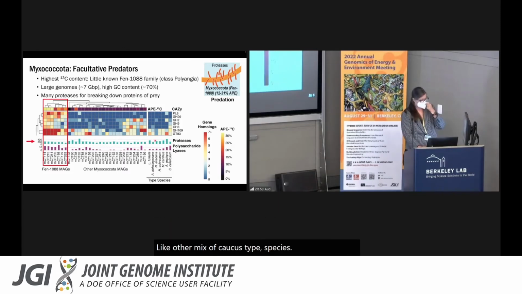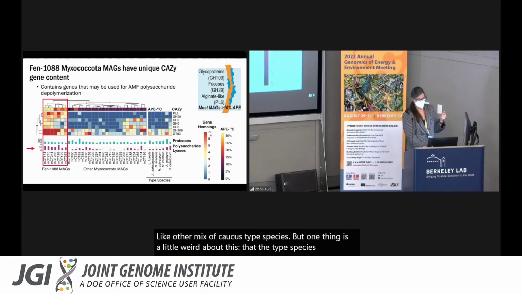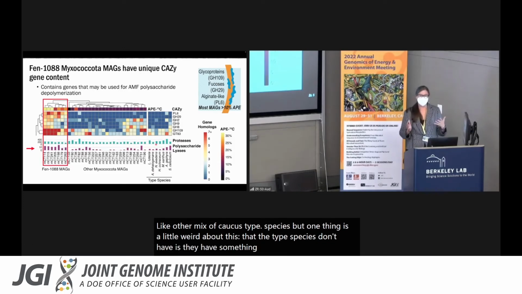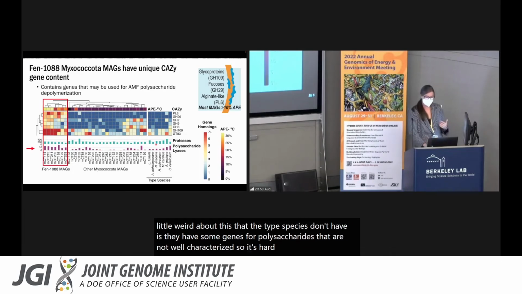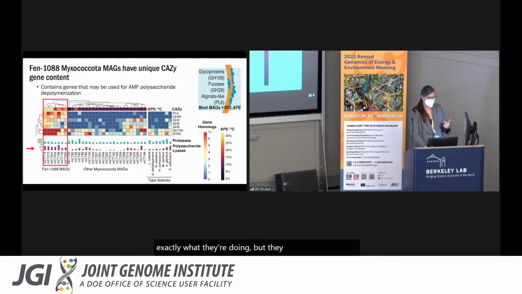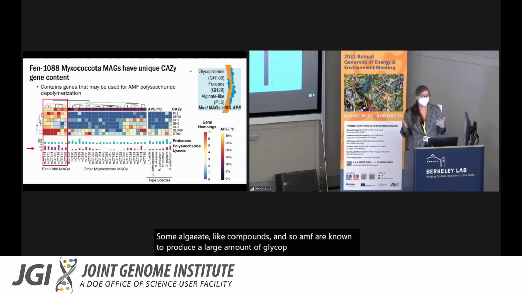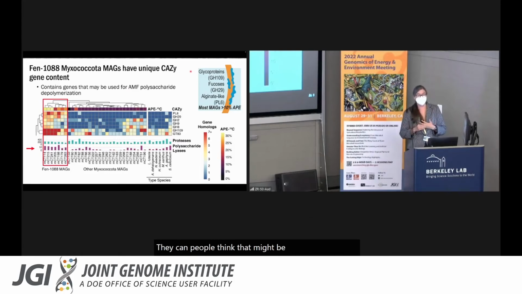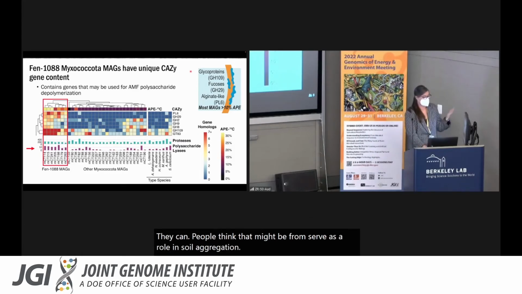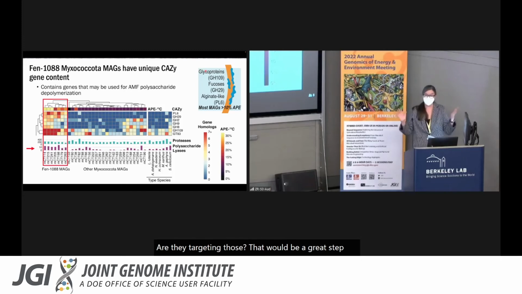But one thing that's a little weird about this, that the type species don't have, is they have some genes for polysaccharides that are not well characterized. So it's hard to say exactly what they're doing, but they're for breaking down glycoproteins or fucose-based polysaccharides or some alginate-like compounds. AMF are known to produce a large amount of glycoproteins. People think that might serve a role in soil aggregation. Are they targeting those? That would be a great study. Somebody.